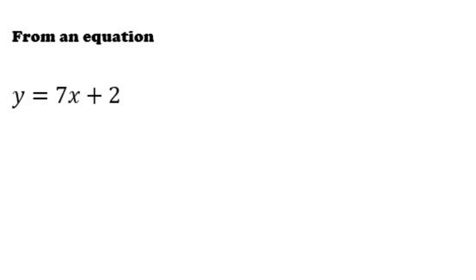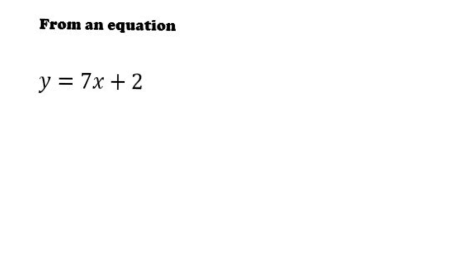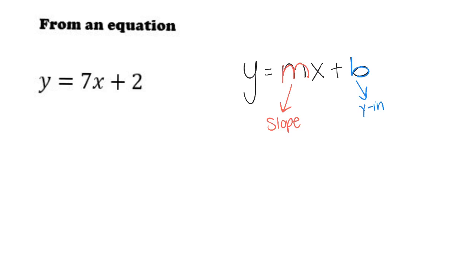Here is our next option. This is from an equation, and this goes back to what you talked about in class yesterday. Our equation of a line that we are mostly going to work with is y equals mx plus b. In this equation, there are two parts. We have the m and we have the b. Really, you need to know what the difference between those are. M is your slope, and b is your y-intercept.